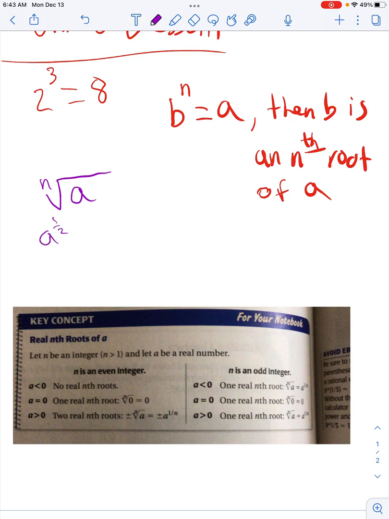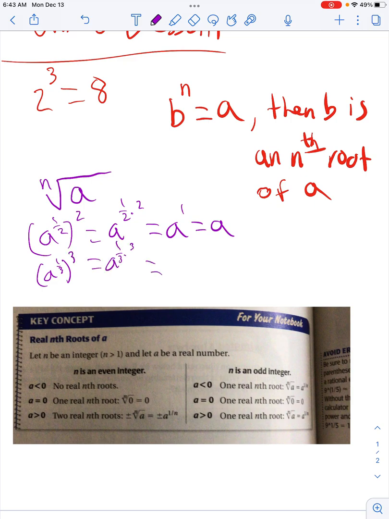If I have a to the 1/2, and then that is squared, what I do with my exponents is I multiply my exponents. So this is like saying 1/2 times 2, which is going to cancel out, and I'm just left with a. Very similar, I could have a to the 1/3 power. If I cubed it, 1/3 times 3 is 3 over 3, 3 divided by 3 is 1. I'm left with the same thing.